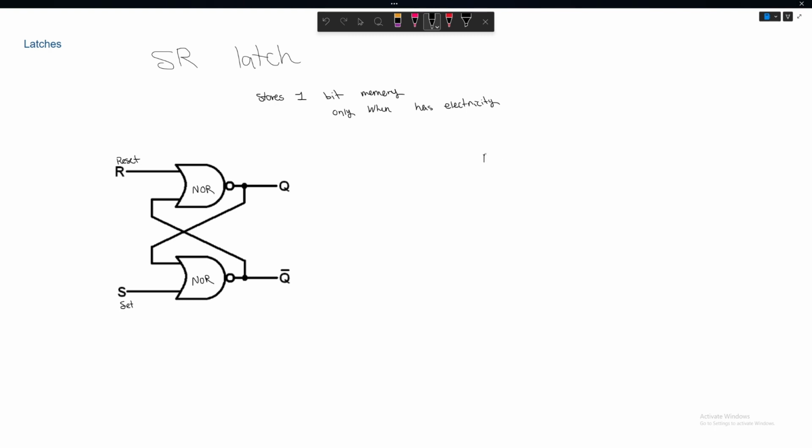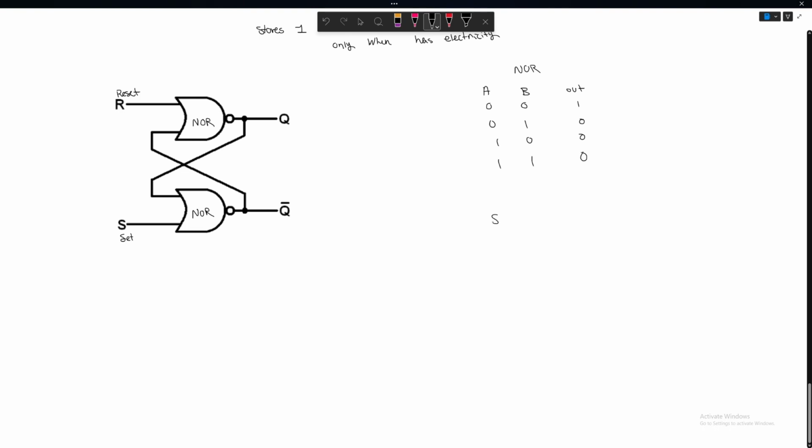So NOR is, if I have A, B input, and then the output of a NOR. If I have 0, 0 gives me 1. If I have 0, 1, it gives me 0. If I have 1, 0, it gives me 0. And if I have 1, 1, it gives me 0. All right? And so now, for an SR latch, we'll actually fill it in as we go. So we have an R, we have an S, we have a Q, and we have a Q bar.